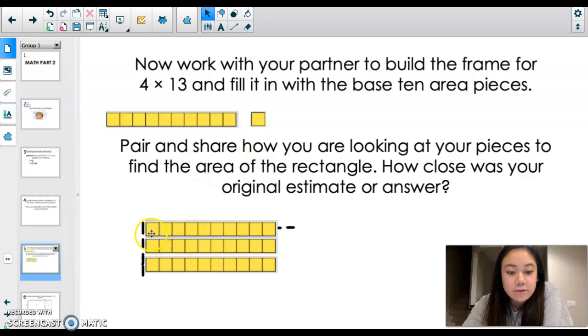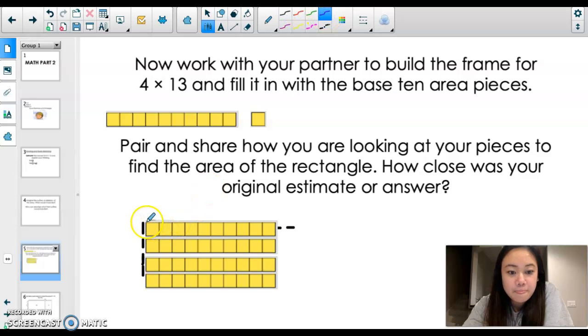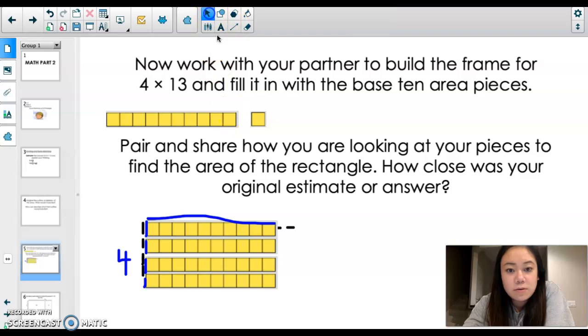All right, so I needed 4 going down. So let's check. Do I have 4? I'm going to change the color so you can see. I have 1, 2, 3, 4. I do. So I'm going to label that just because that's what good mathematicians do. And then I need it to go by 13. So here I know it's 10 because it's a 10 strip. And then I need 3 more to make it.